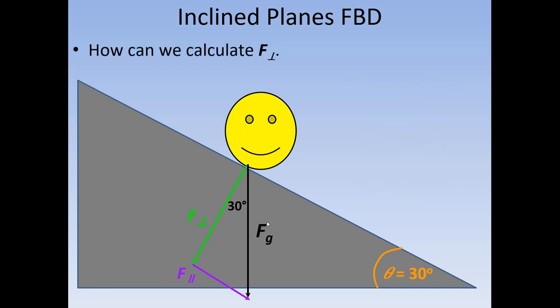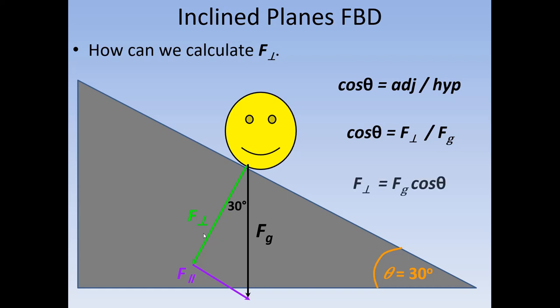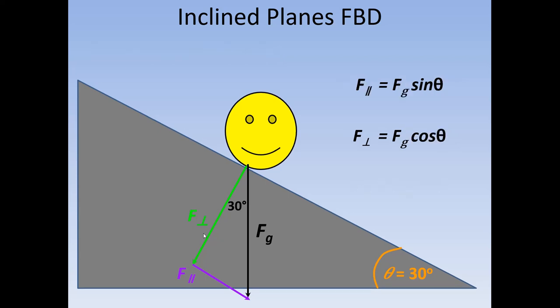Do the same thing for the perpendicular component. It's adjacent, so we're going to use cosine. So cosine is the perpendicular over FG, so we end up getting that the perpendicular component is FG cosine theta. So in the end, the parallel component is FG sine theta, and the perpendicular is FG cosine theta. All right, cool.